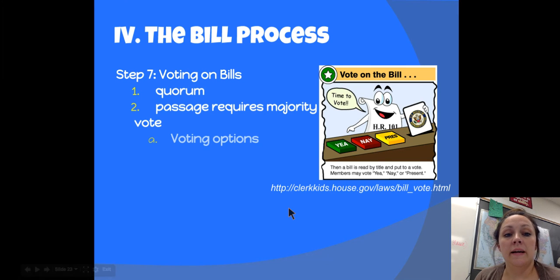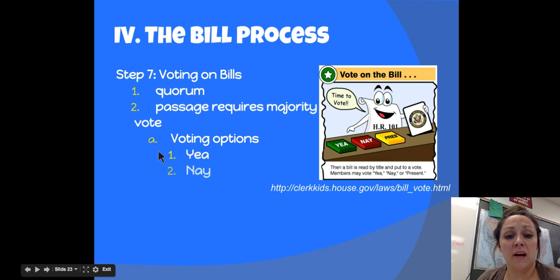Step 7 is voting on the bills. Now, once the bill comes out of committee, like I said, it's proposed in front of the entire House or the entire Senate. In order for a bill to be discussed, a quorum has to be achieved, and a quorum is the minimum number of people that must be present for official business to occur. Passage of a bill requires a majority in most situations.